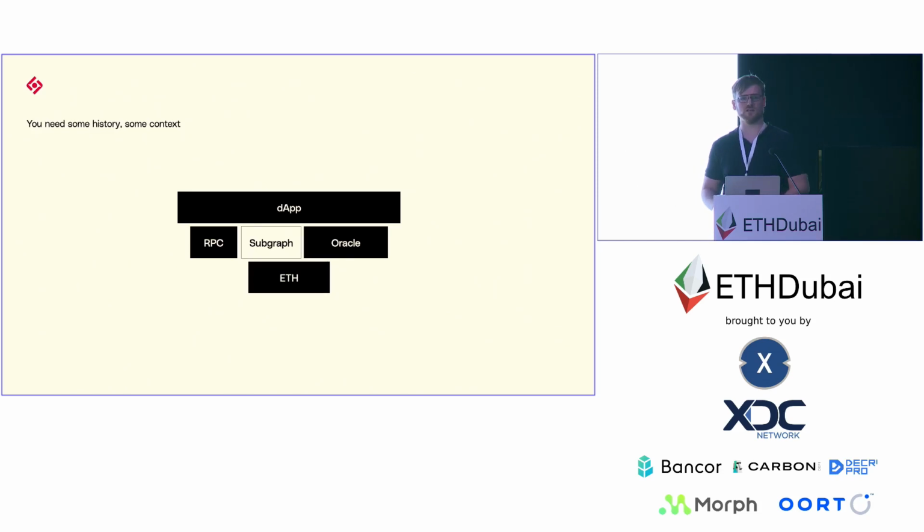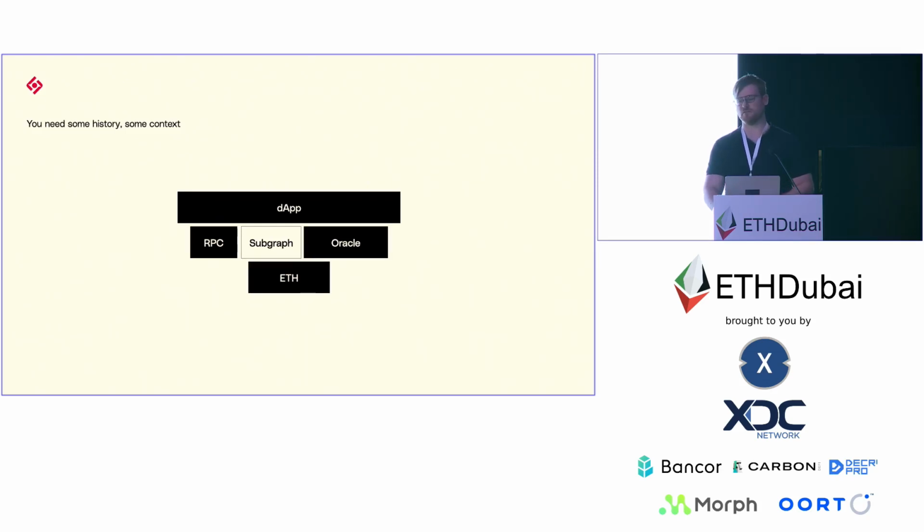But now you need some history and some context. Perhaps RPC is not that great at historical data. It's a little bit slow. Often it's rate limited for users that are using free RPC. So you usually have a choice, but often people will start to build a subgraph, which is a decentralized way of indexing data.